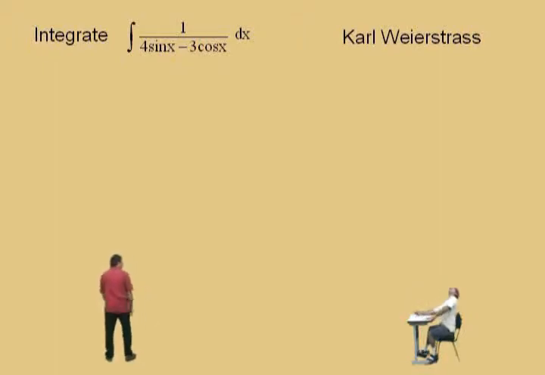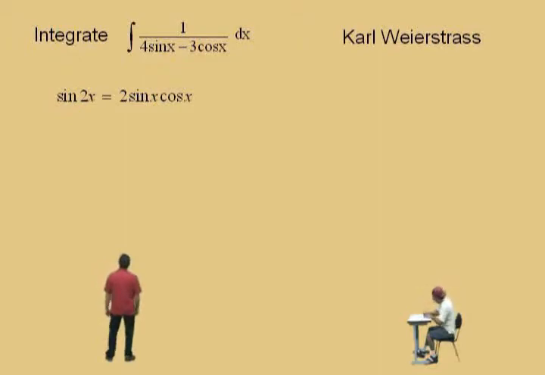So here we go, Charlie. First of all, let's do a little bit of trig. Sine of 2x is equal to what, Charlie? 2 sine x cosine x. So we want to develop a substitution for that sine x up there in the denominator of our fraction.